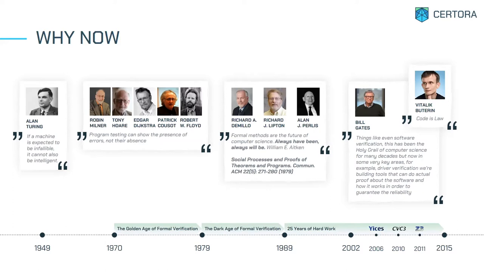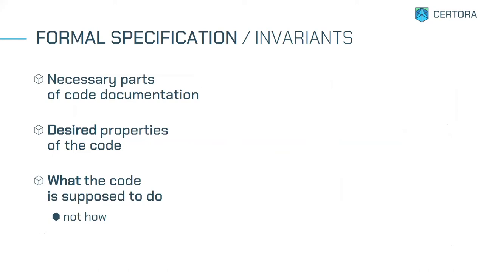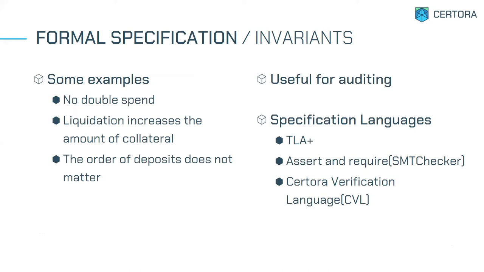So the biggest value of formal verification comes already from the specification. You write some properties of your code, the desired properties of the code. And this is called an invariant, going back to Dijkstra and others. This is actually already useful for auditing. In fact, we think that the auditor needs to review the specification.